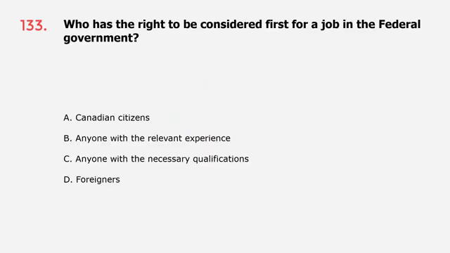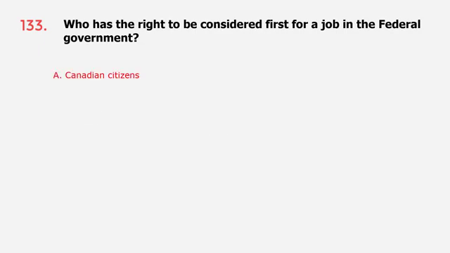Question 133. Who has the right to be considered first for a job in the federal government? A. Canadian citizens. B. Anyone with the relevant experience. C. Anyone with the necessary qualifications. D. Foreigners. The answer is A, Canadian citizens.